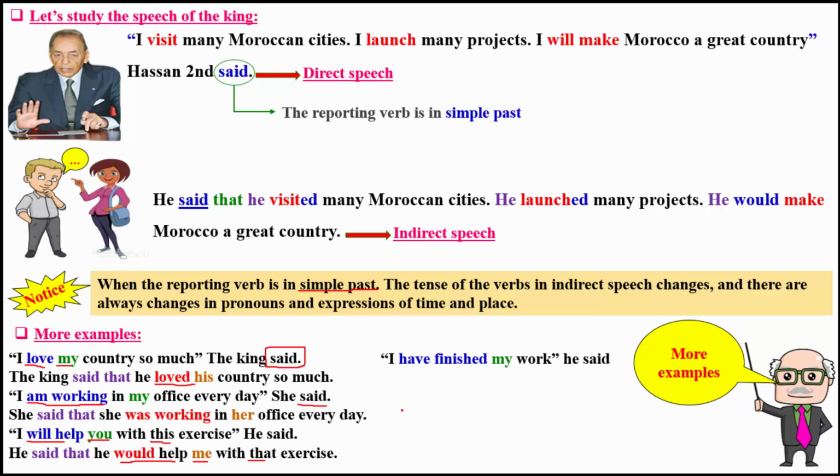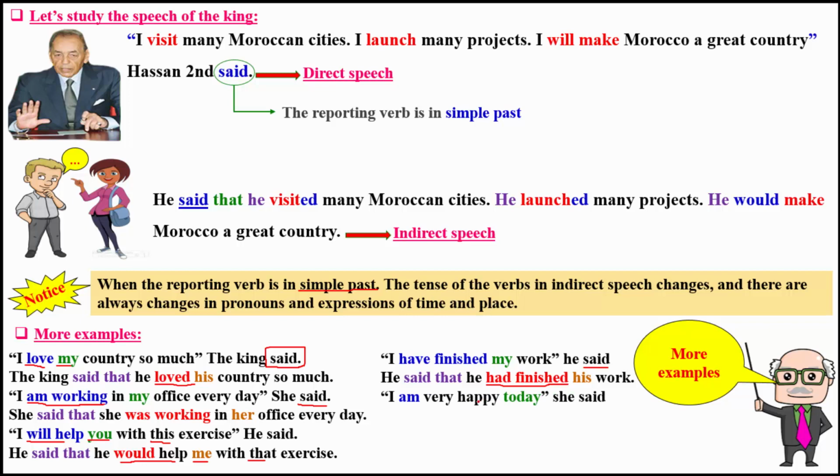Another example: "I have finished my work," he said. Again, the reporting verb is in simple past. "Have finished" is in present perfect. He said that he had finished his work. So present perfect changes into past perfect. "Had finished" is past perfect.